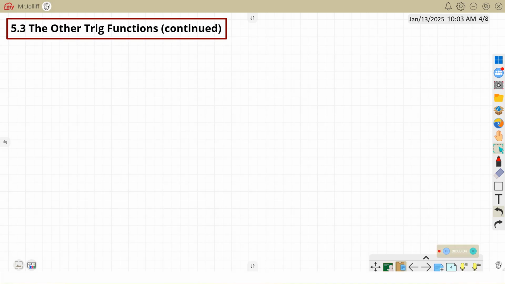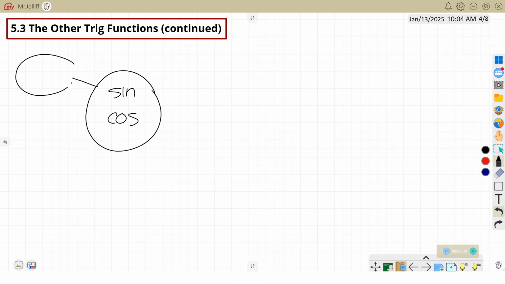All right, so let's go ahead and get started with a quick review about the trig functions we've talked about so far. The first two we learned about were sine and cosine. Those were the two basics that all the others are built on, and there are four more trig functions that are combinations of these.